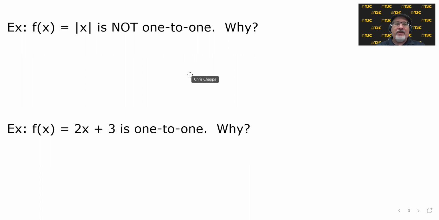Well, another way of thinking about it is, can I think of two different inputs that would produce the same outputs? Is that possible? Well, let's think about this one. Remember, absolute value simply measures distance from 0 in terms of numbers. It leaves positive numbers alone and turns negative numbers positive.